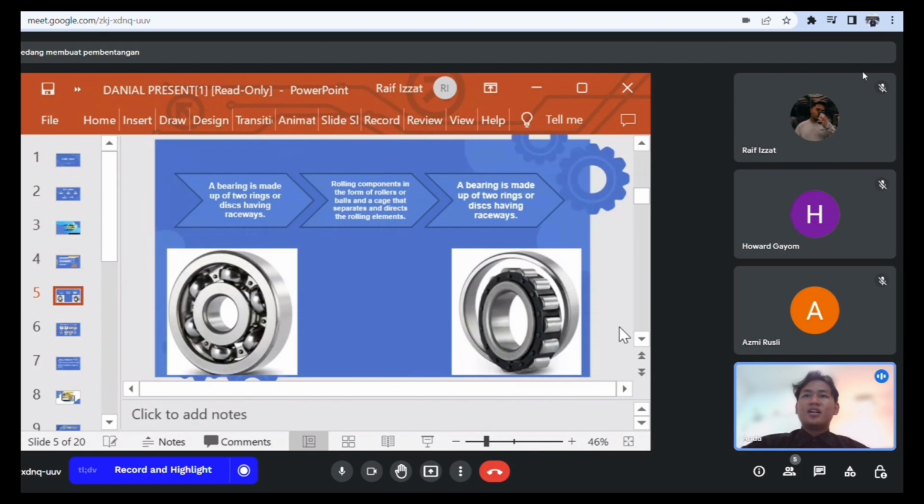A bearing is made up of rings or discs that have a raceway, and a rolling component in the form of a roller or ball, and a cage to separate and direct the rolling elements. In the picture on the right is a roller bearing and on the left is a ball bearing.